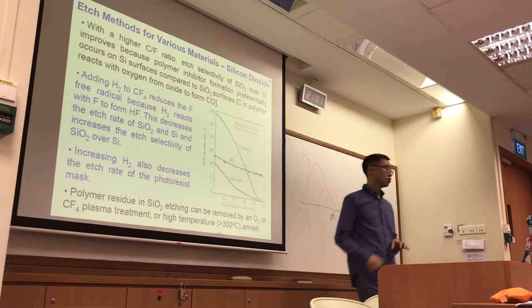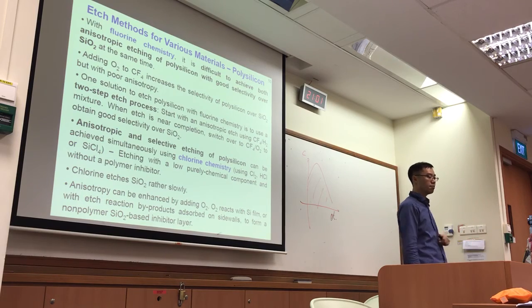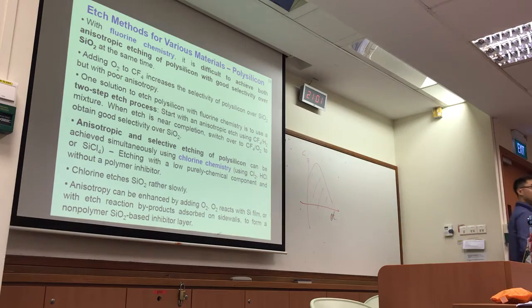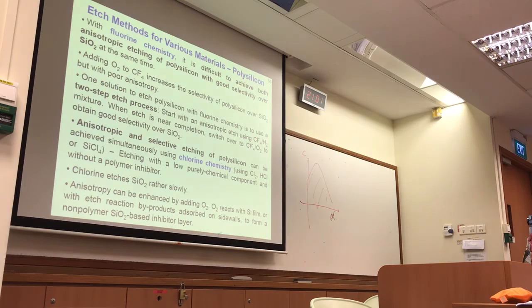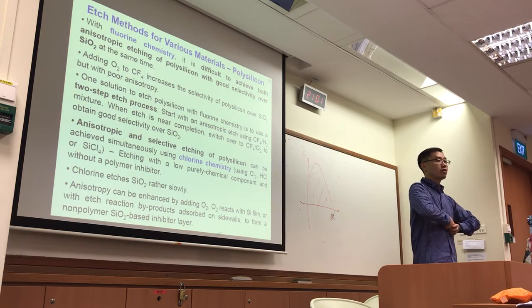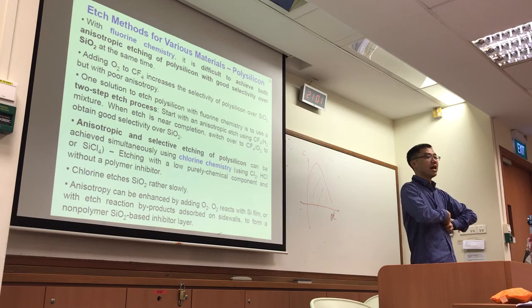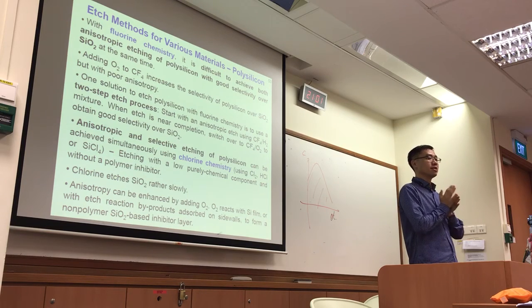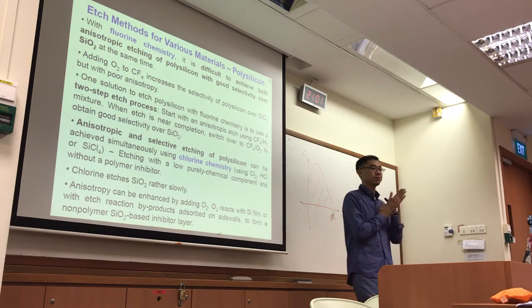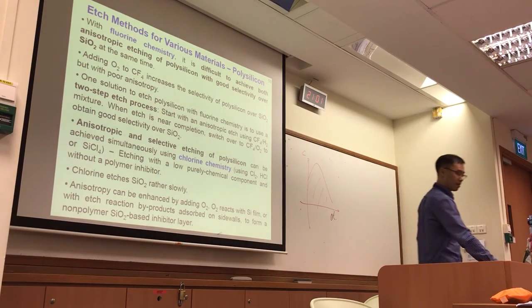Correct? So if I give you a process and a requirement, please tell me how to choose your recipe such that you can achieve certain things. For example, I want to achieve certain directionality, I want to achieve selectivity, I want to achieve a good etch rate. I want to achieve both good etch rate, good selectivity, and directionality. What recipe can you choose? How to use them instead of just memorizing them.